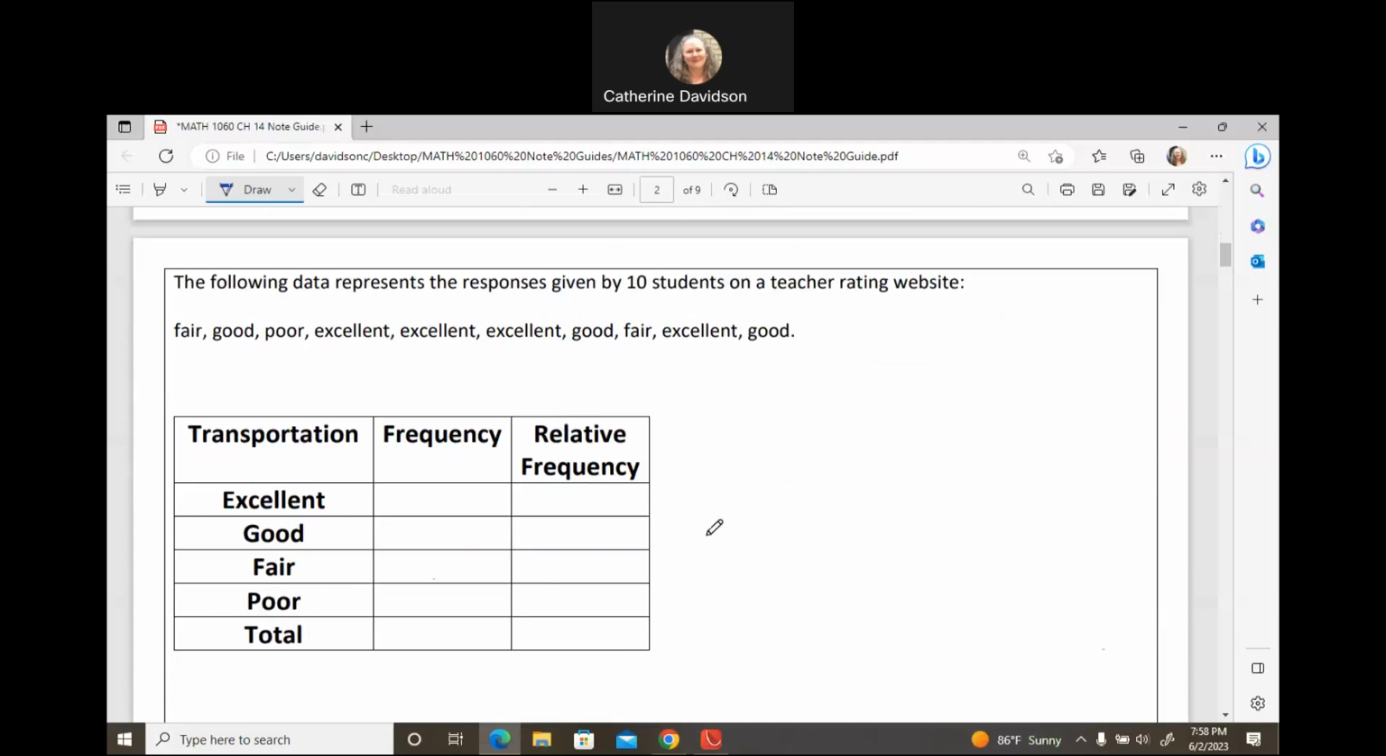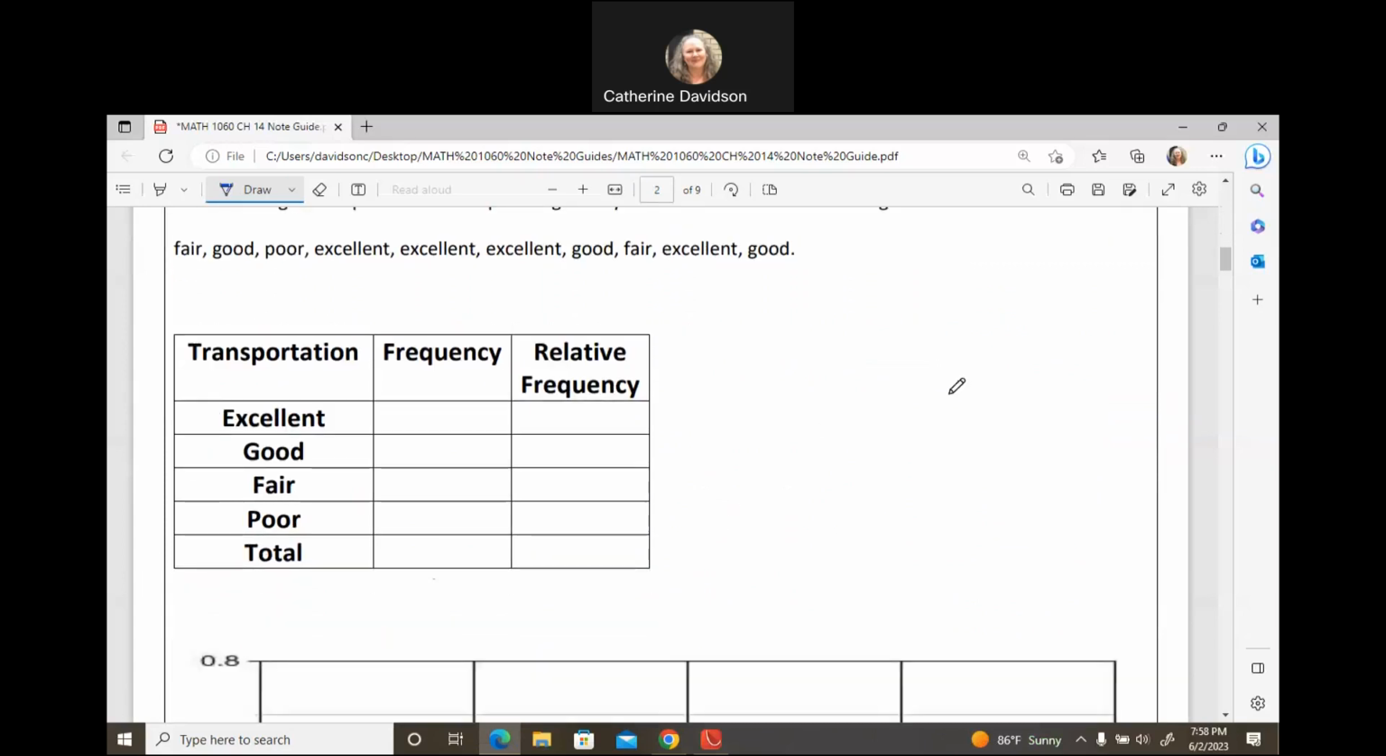So let's look at this again. The following data represents the responses given by 10 students on a teacher rating website. This should say rating. The rating of excellent was 4. Rating of good was 2. Rating of fair was 2. And a rating of poor was 1.